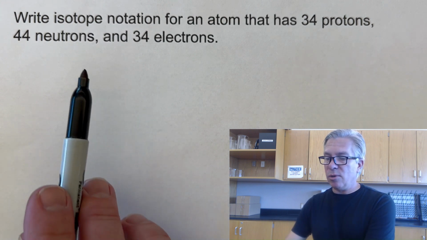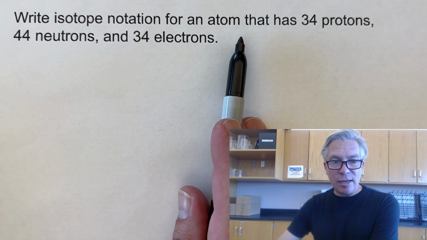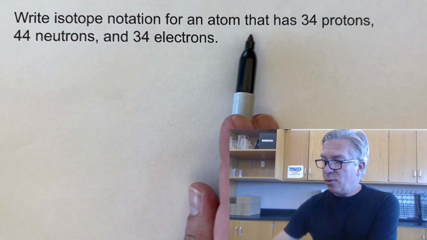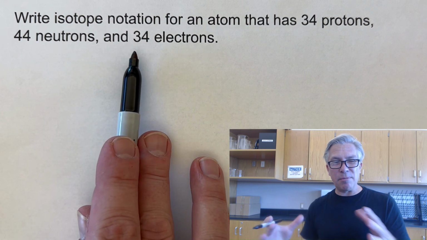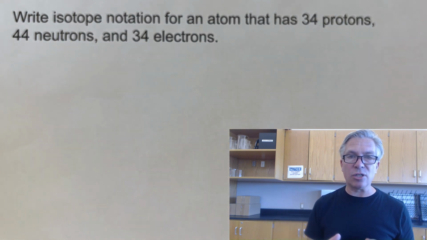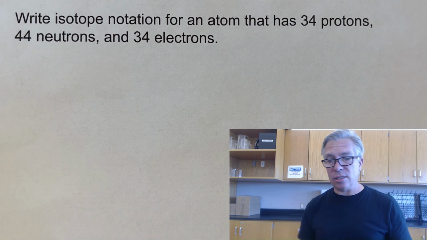Or something like this, where it says, write the isotope notation for an atom, and it doesn't tell us which atom it is, but it tells us that it has 34 protons, 44 neutrons, and 34 electrons. So we have to kind of piece together a puzzle and find out some information in order to do our isotope notation. But I'll show you how to do that, and then you get a chance to try one in just a little bit.